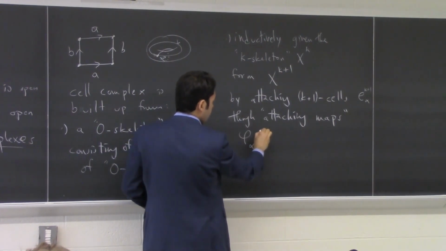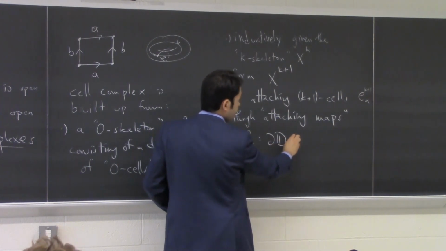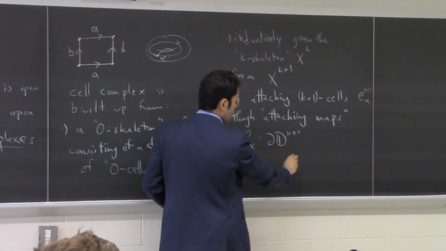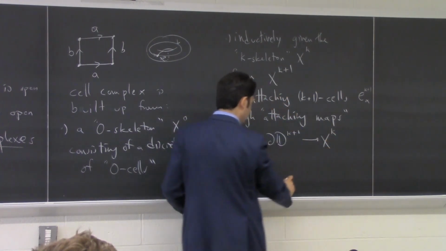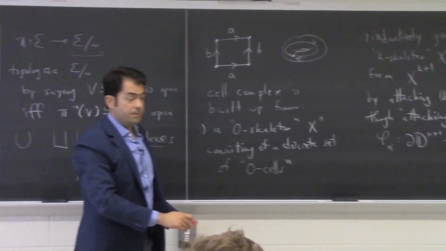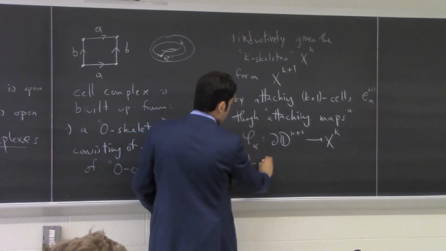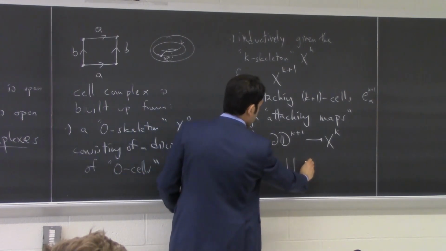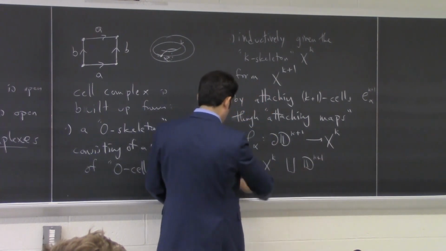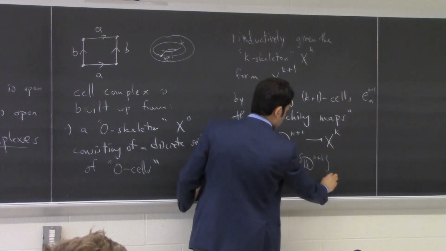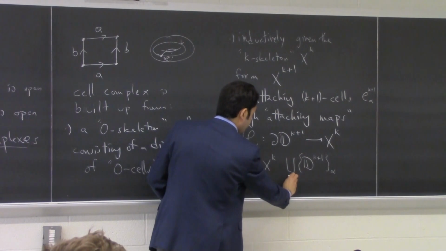Then for each alpha, we have a map from the boundary of the disk of dimension K+1 onto the k skeleton. Right? And then X_{k+1} is equal to X_k, and then you add all of these disks, one per index along these maps.